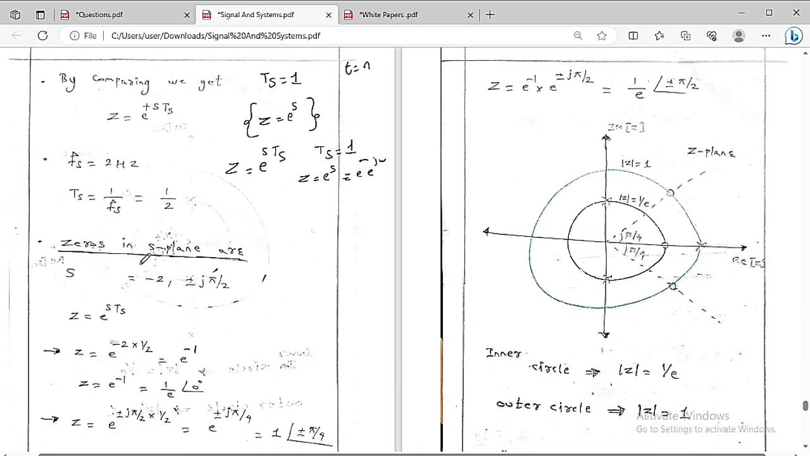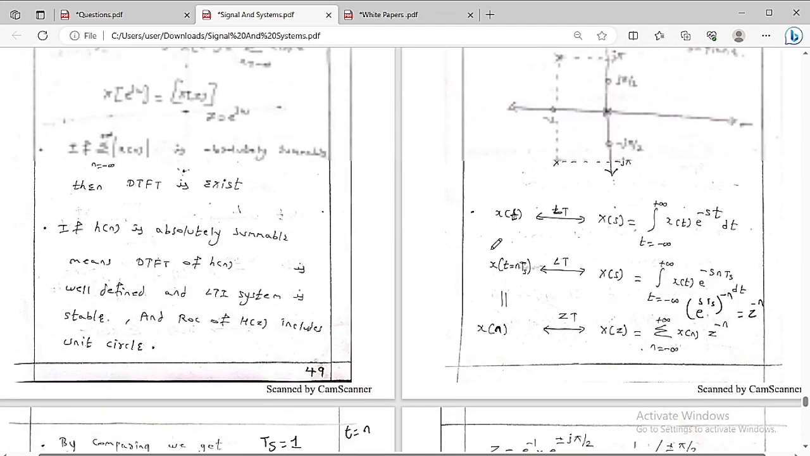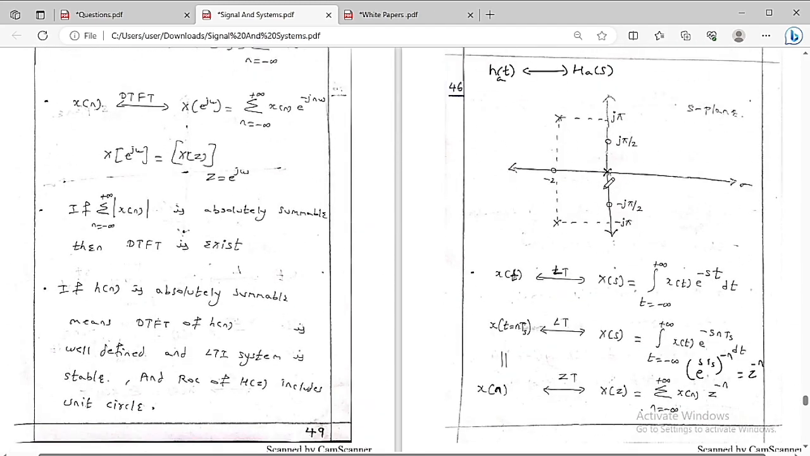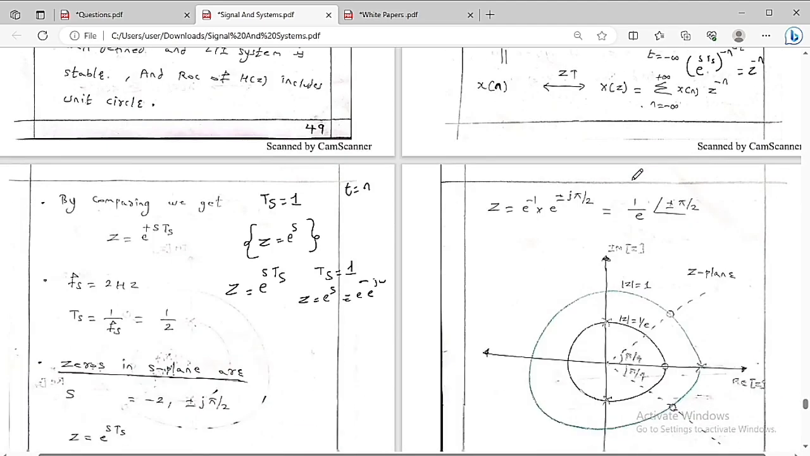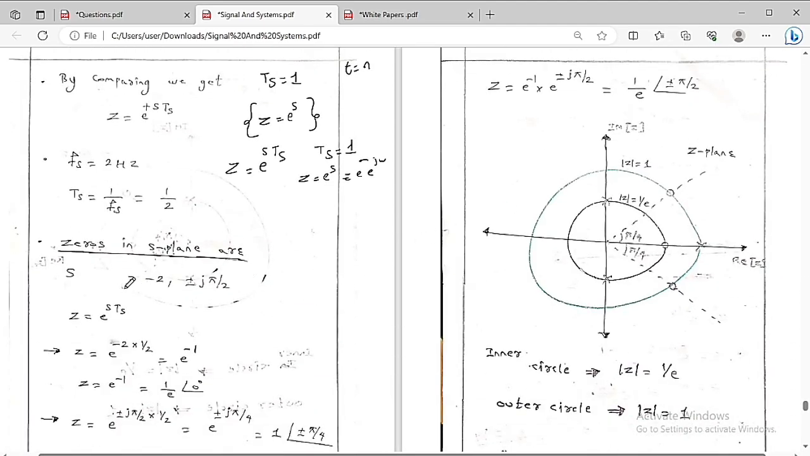Now, what are the zeros in the S plane? First let me tell you what the zeros in the S plane are. The zeros in the S plane are s equal to minus 2 and plus or minus j pi by 2. So now I want to convert these zeros from the S plane to the Z plane. How? With the help of this conversion, z is equal to e to the power of sTs.